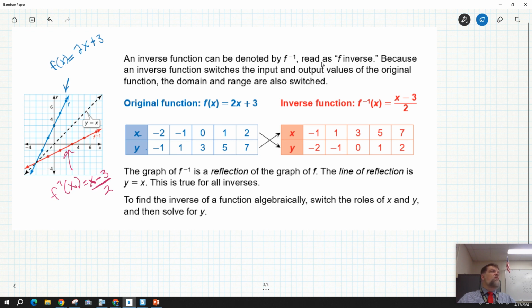So if you want to double check your inverse on your homework, just graph the original function, the inverse function, and y equals x. And there should be a mirror image across that diagonal line. Okay? I'll leave that up there for a second. Are there any questions?